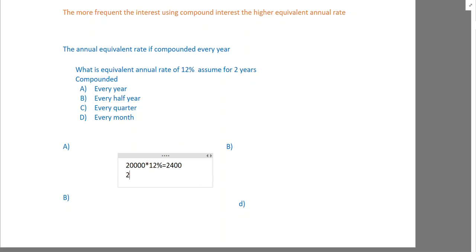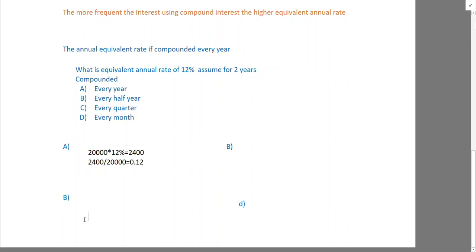And 2,400 divided by 20,000 becomes 12%. This is something called effective annual interest. When interest is not added annually, it is added, let's say, every quarter or every half year or every month, it becomes higher than when you add it annually. That is called effective interest. So if it is added annually, effective would be the same thing.